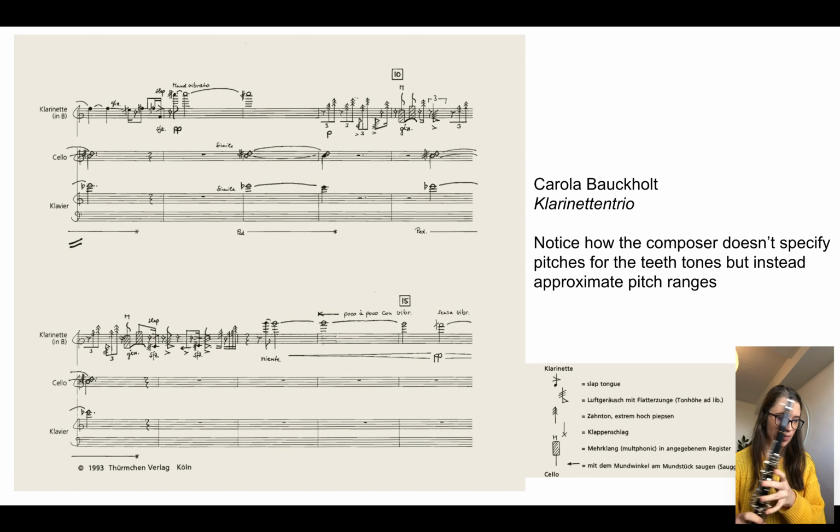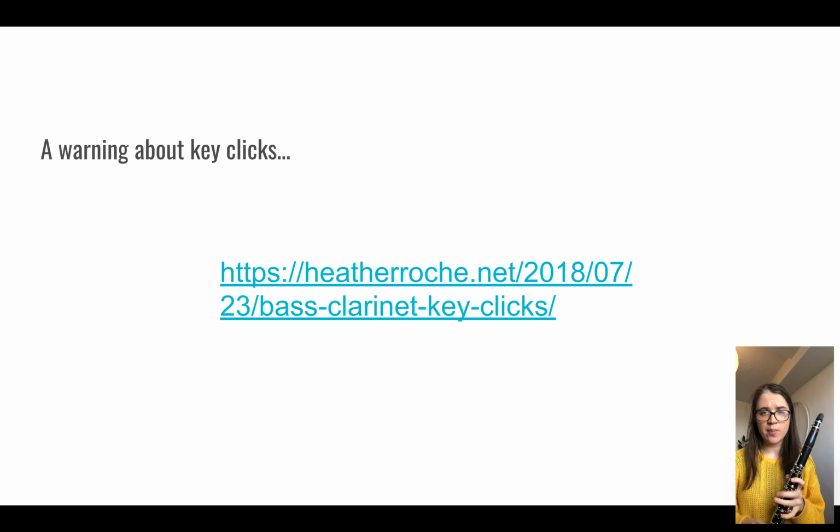The next thing we're going to talk about very, very briefly is key clicks. And the only thing to keep in mind is that unlike on something like the saxophone, which has got a really heavy mechanism, key clicks on the clarinet are really quite quiet. On the bass clarinet, they're slightly louder. You've got more options because you've got more metal to work with here.